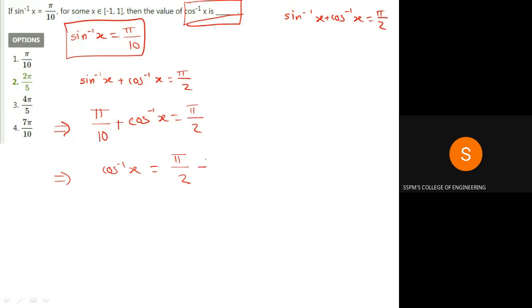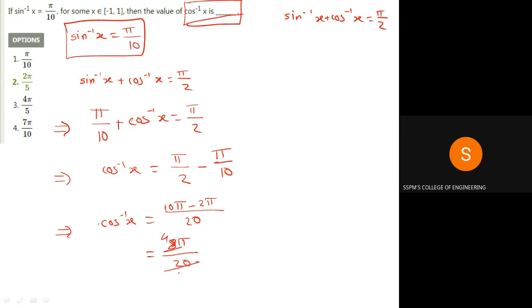So if we take this pi by 10 to the right hand side, you will get cos inverse x equal to pi by 2 minus pi by 10, which implies that cos inverse of x is equal to what? 10 into pi, it is 10 pi, minus 2 into pi, it is 2 pi, divided by 2 into 10, it is 20. That is 10 pi minus 2 pi, it is 8 pi, divided by 20.